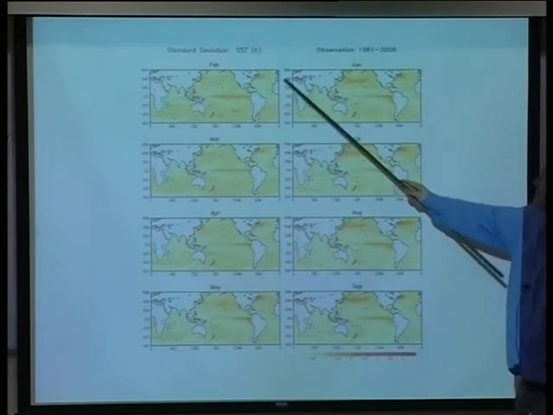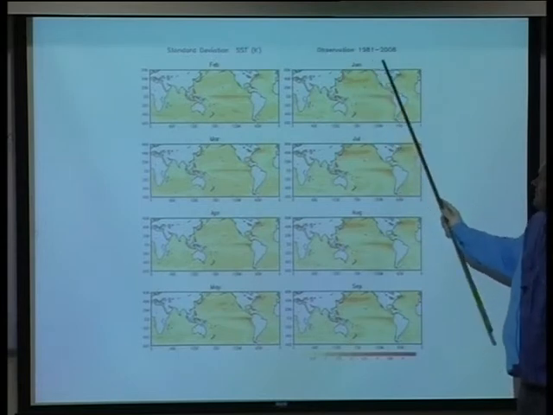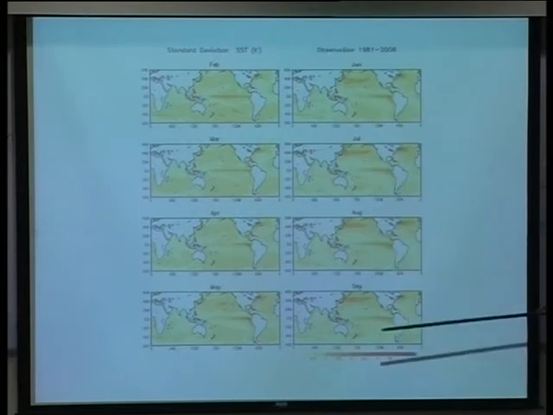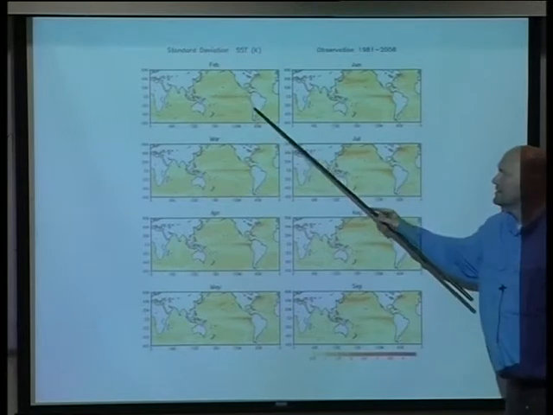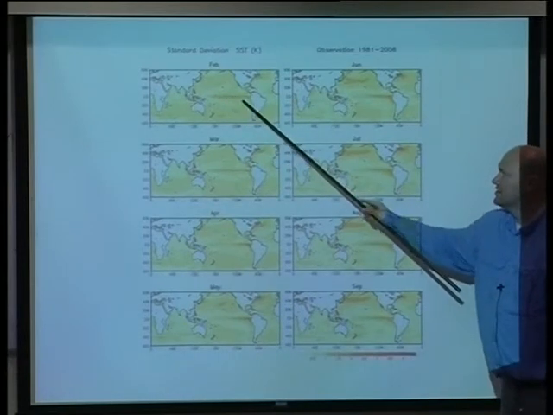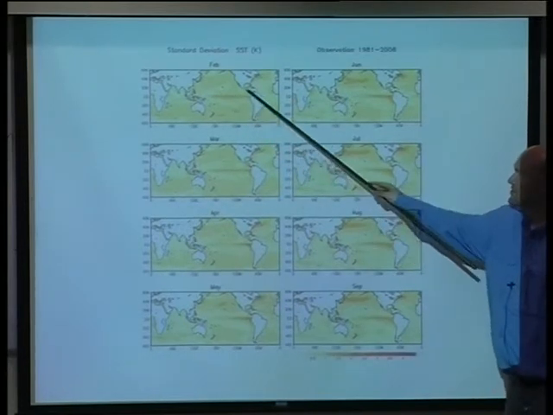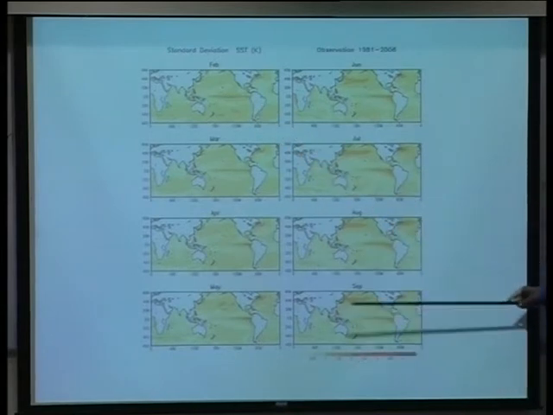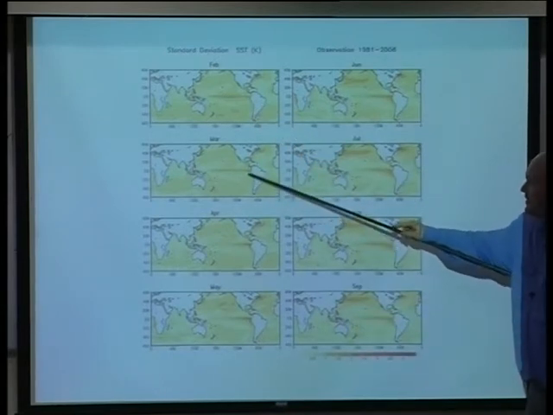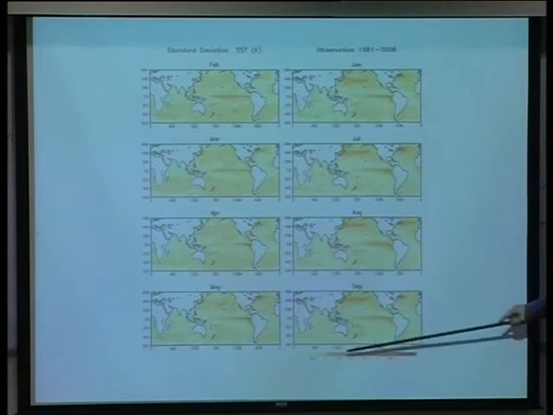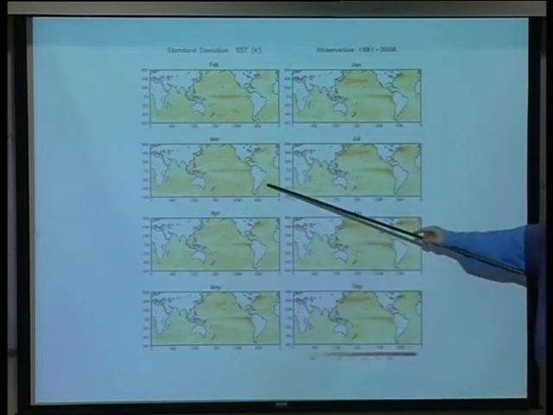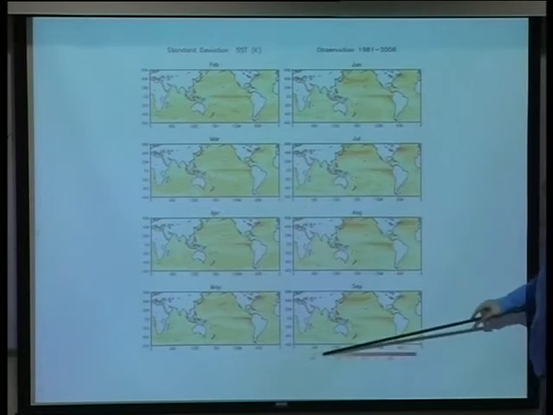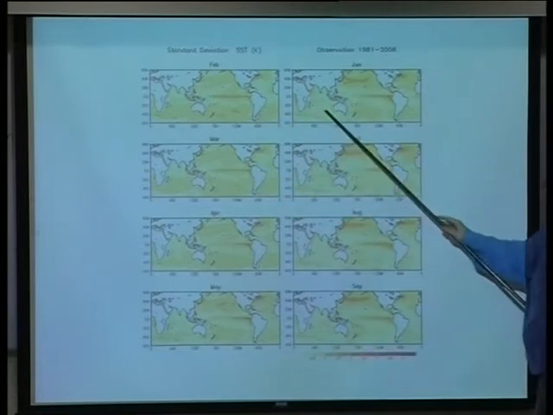But again, this is the SST standard deviation. This is from the observations. And so what you see again is, not surprisingly, the standard deviation of SST is largest in the central and eastern Pacific along the equator, associated with El Nino. But in these regions where we have those errors, you see the standard deviation is maybe on the order of a degree, or between 0.5 and 1 degree. And so where we have those very large errors, the SST variability is actually of a smaller magnitude than that particular error.